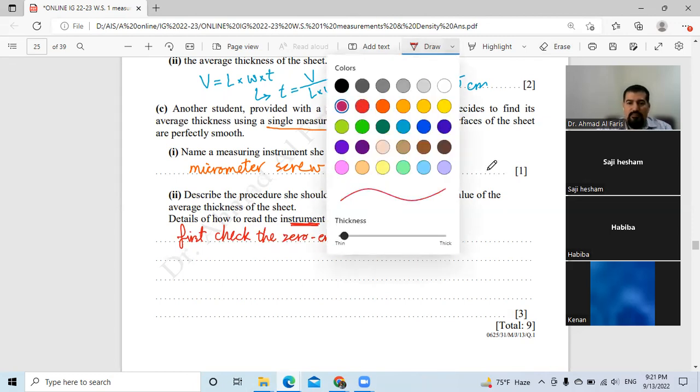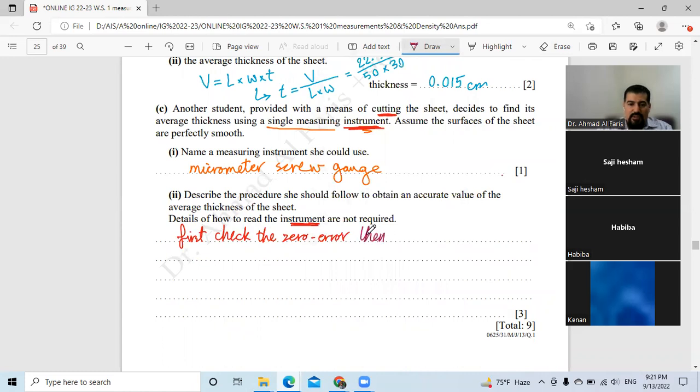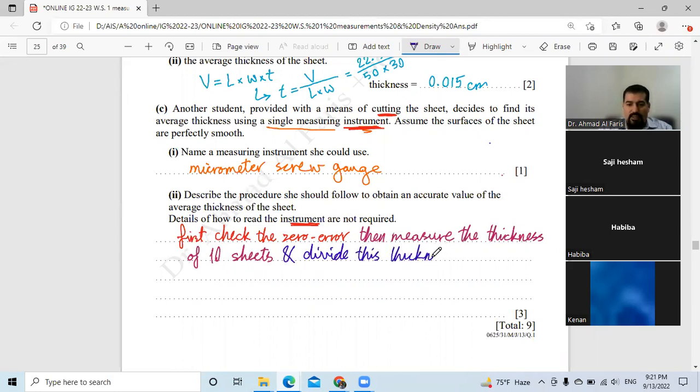Then measure the thickness of 10 sheets and divide this thickness by 10.